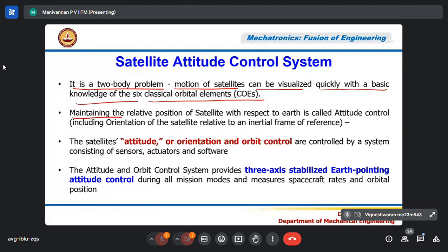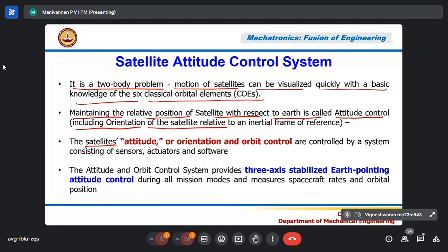Maintaining the relative position of the satellite with respect to Earth is called altitude control, including orientation. That's not only position and height, including orientation with respect to XYZ axis. Correct? Earth surface is taken as the reference point. With respect to that, the satellite has to maintain a particular XYZ angle with respect to the reference frame. That is called altitude control.